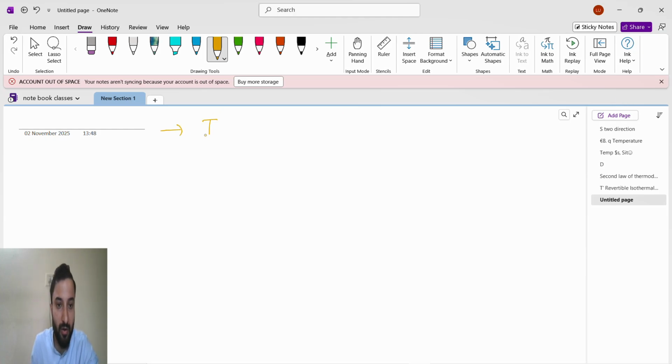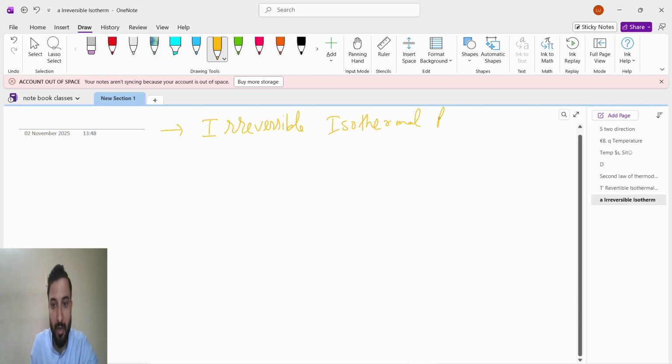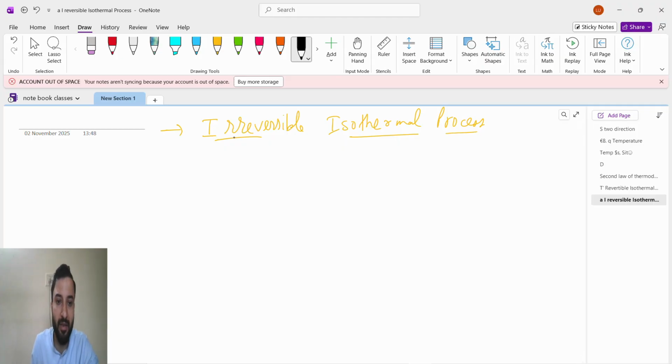Another thing we will write for irreversible. Reversible ho gaya bhaiya. Next we will write for irreversible isothermal process. Irreversible isothermal process. Bhaiya, they will not ask this much more, but write down irreversible. Guys, irreversible isothermal process. Isothermal means what? We know temperature is constant.